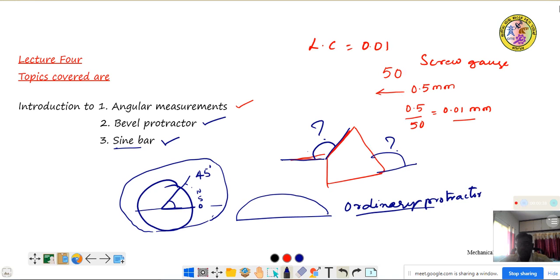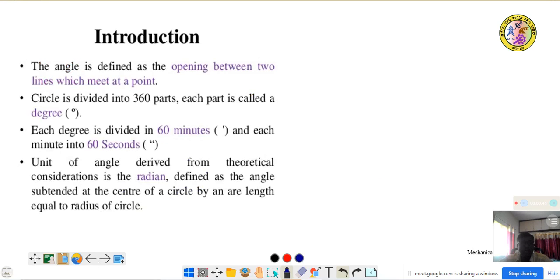We are going to discuss these things: angular measurements, bevel protractor and sine bar. So what do you mean by an angle? Before going ahead, we should first know what an angle is.